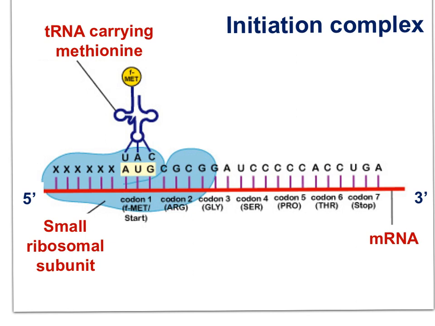This image displays the initiation of translation with the small ribosomal subunit and the tRNA carrying methionine. But what I like about this image is that you can see the first 7 codons along the mRNA, and you can see the 5 to 3 orientation of the mRNA. The ribosome will move along the mRNA left to right, 5 to 3.